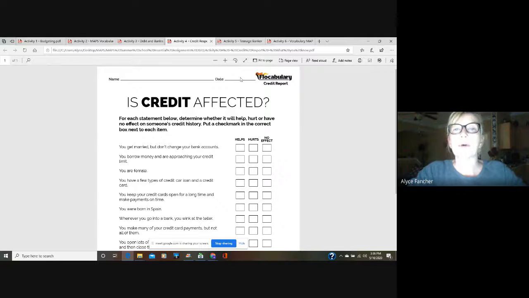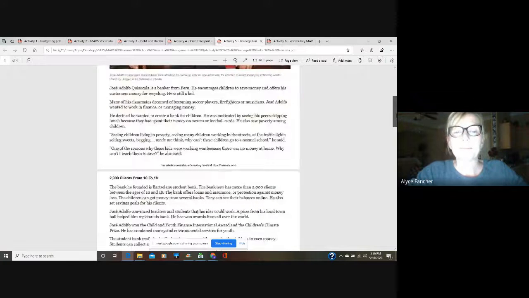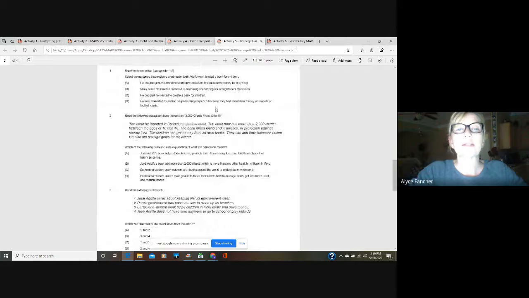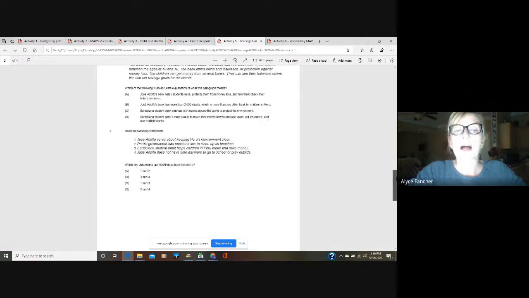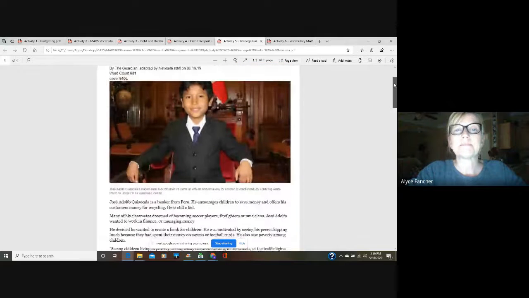That is activity 4. In activity 5, you're going to be reading a small article based on a teenage banker in Peru that helps kids in poverty and reduces waste. So you will read down through this article, and based on what you read, you will answer 4 questions that follow. All you will need to do is circle or highlight or underline, whichever you would like to do, what the appropriate answer would be, and answer the 4 questions that follow, again, based on what you read in this article that has been provided.